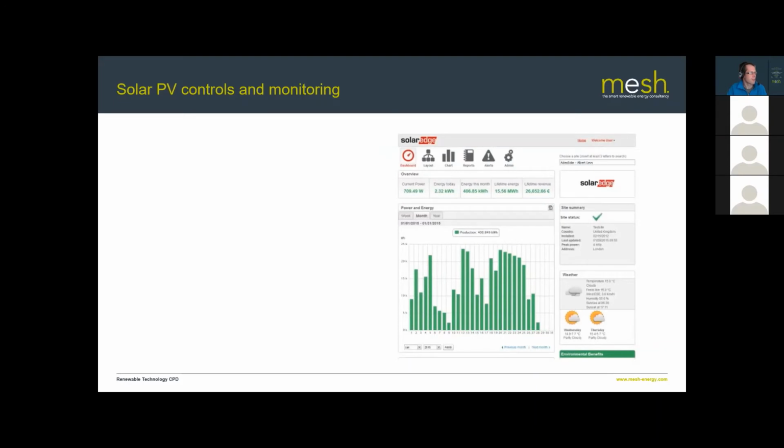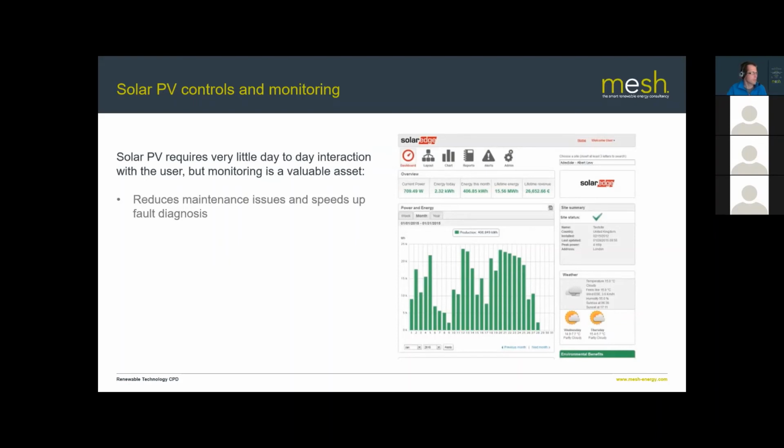Okay, so controls and monitoring. There's only a few minutes left, so this is quite a quick guide, but basically there's an awful lot of systems that are installed and people don't really know whether they work. So monitoring is quite a valuable asset.